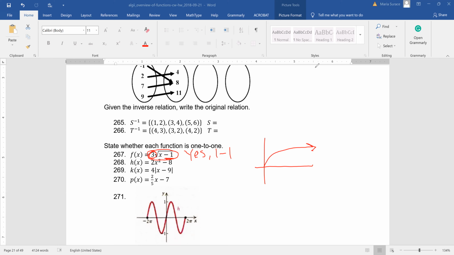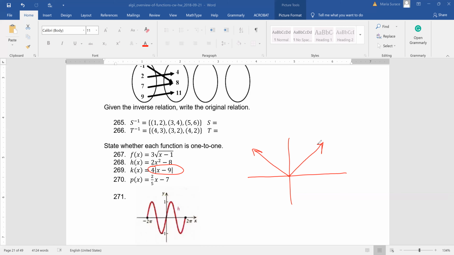Now, when we go to 269, the difference is 269 is an absolute value function. Despite its transformation, I'm going to ignore the transformation. I'm going to draw the parent function here because I know the parent function, despite any movement left, right, shrinking, widening, it doesn't matter. It's still going to be the same shape. Since each y value actually leads to two x values, this is not a one-to-one function. So no, that is not one-to-one.